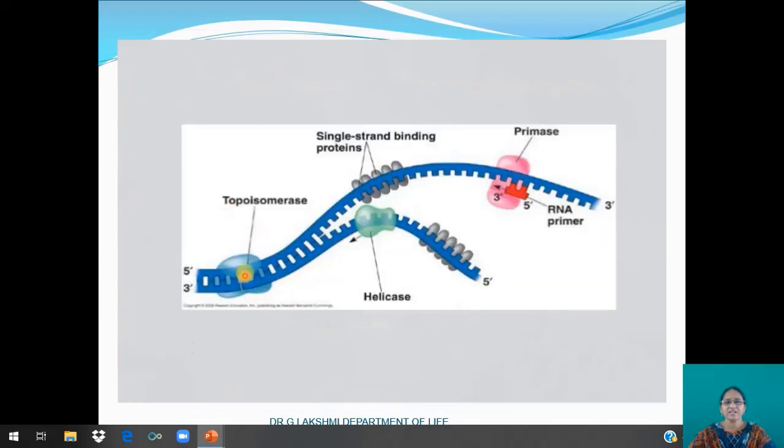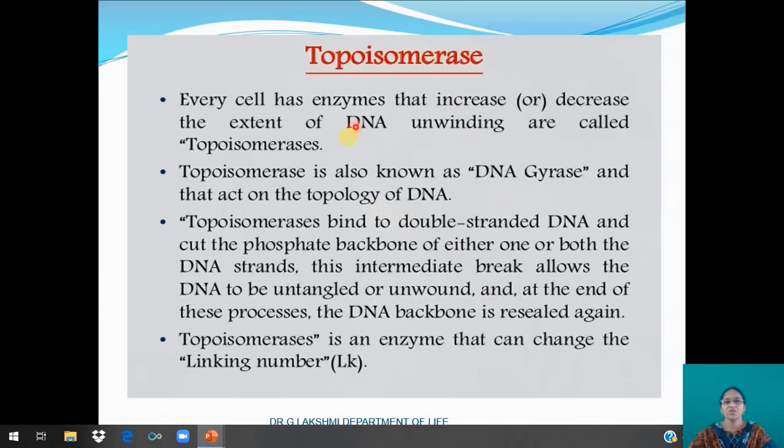You can see here, this is the double helical DNA where topoisomerase unwinds the supercoils and helicases separate the strands, and the separated strands are bound by single strand binding proteins. Another enzyme involved in the initiation of replication is primase, which reads the template strand to synthesize the RNA primer in the 5' to 3' direction, followed by DNA polymerase 3, which extends the DNA strand using the 3' hydroxyl group of the RNA primer.